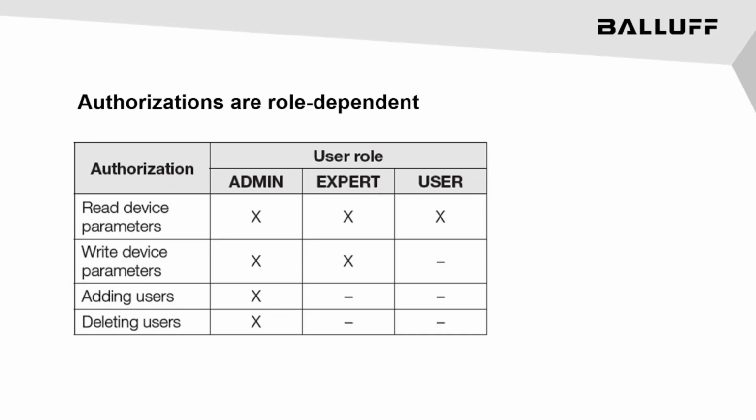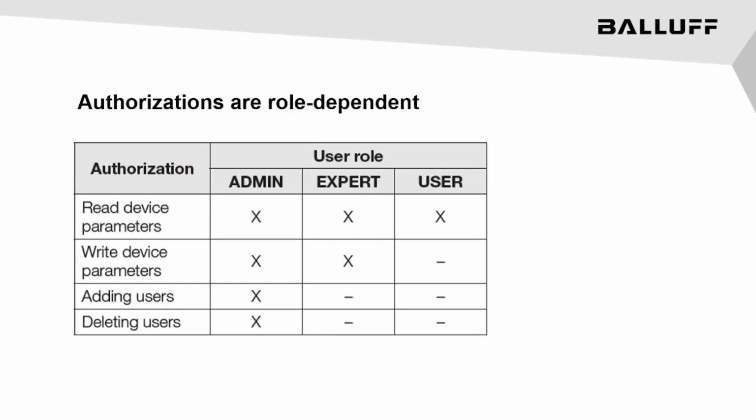The user in the expert role will have the ability to read and write to I/O link device parameters as well, but does not have the ability of adding new users or deleting existing users. A user in the user role can only read I/O link device parameters and cannot write to or change any parameters. The user role is a view-only mode for the I/O link device as well as the network block.